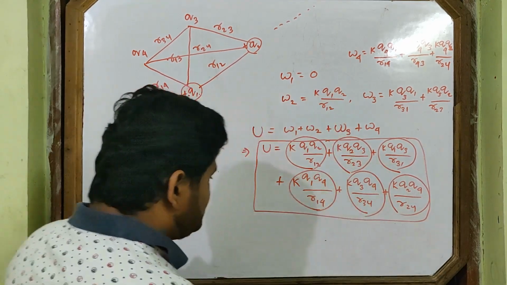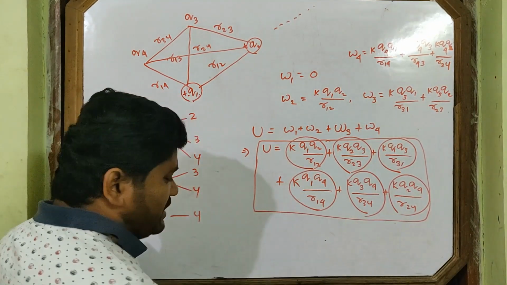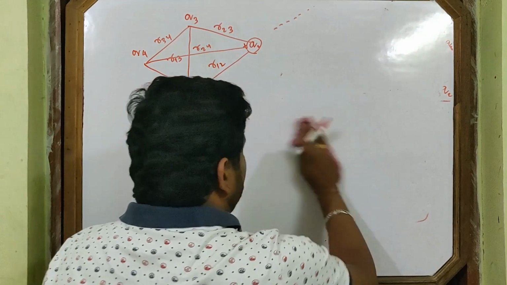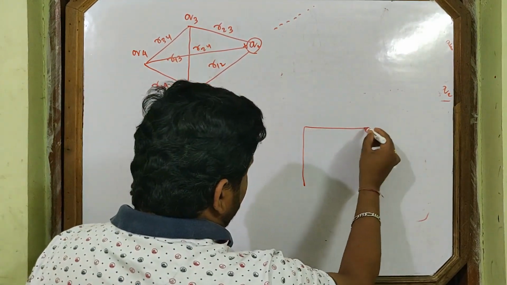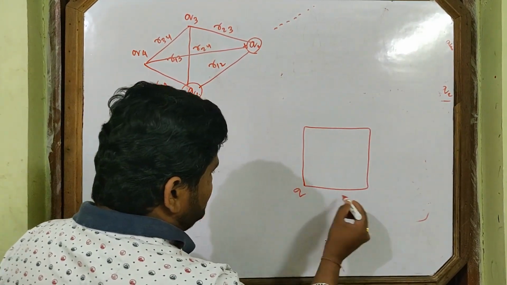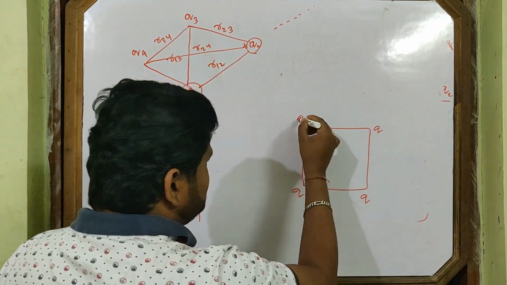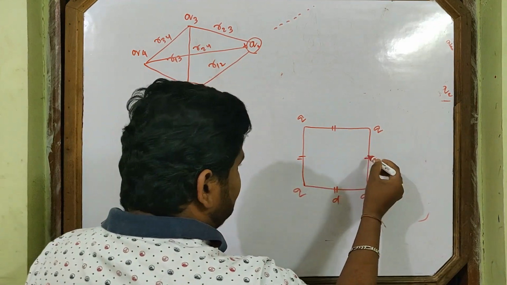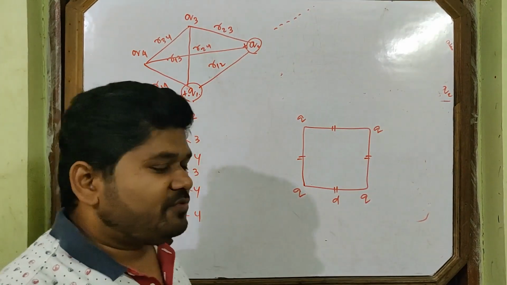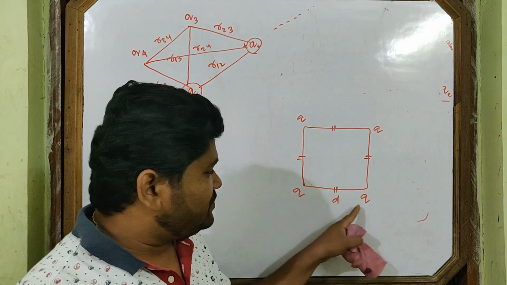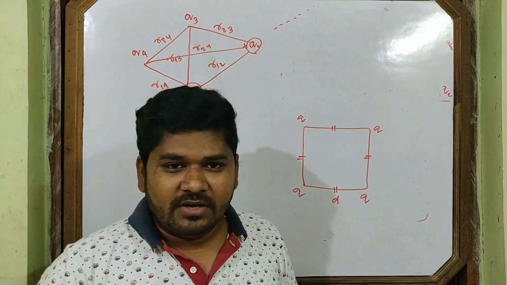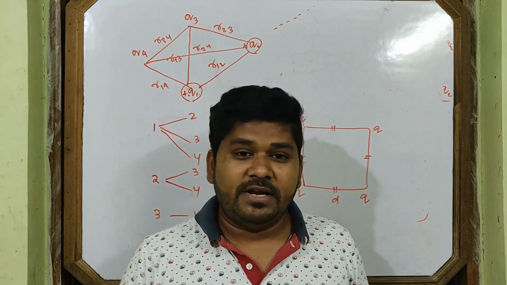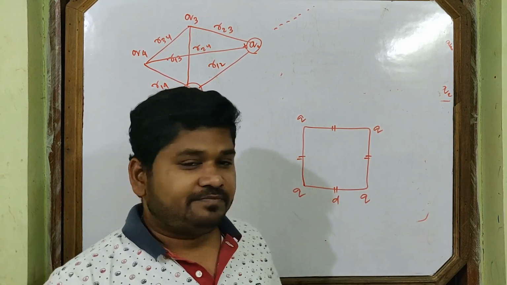You can try one question that I am giving you, or you can try one from the book examples. A very simple question: this is Q, this is Q, this is Q, this is Q. This is a square, side is D. Charges of equal magnitude, plus Q, plus Q, plus Q, plus Q, are present at the 4 corners. Find the potential energy of the system. A question will come like this.